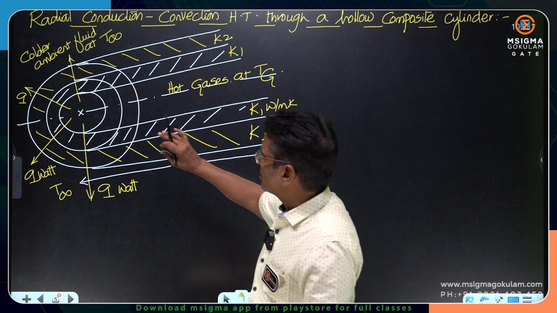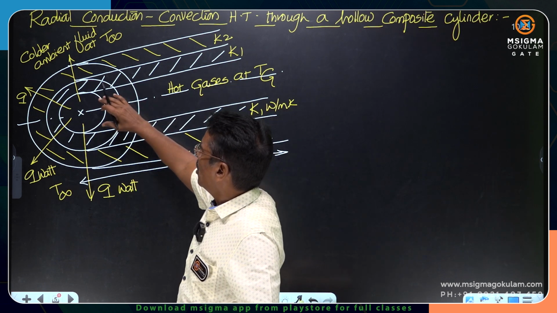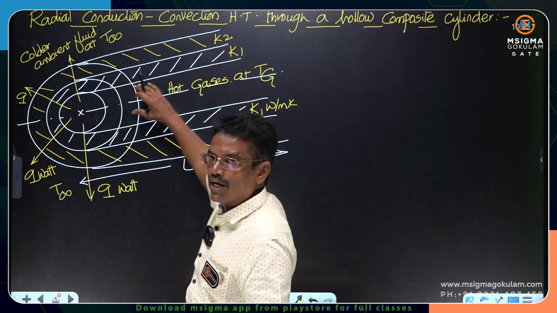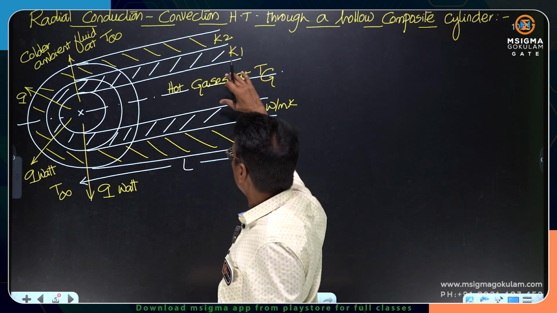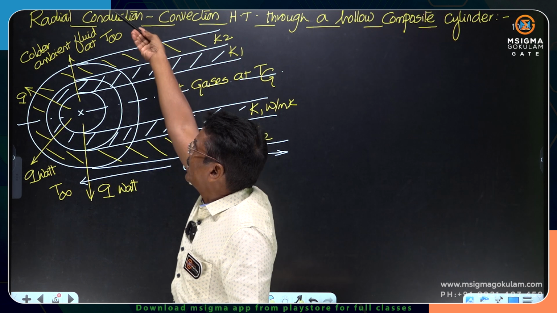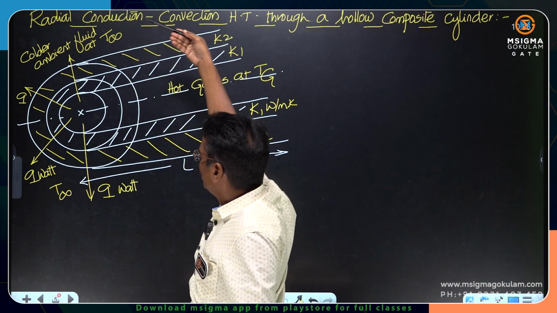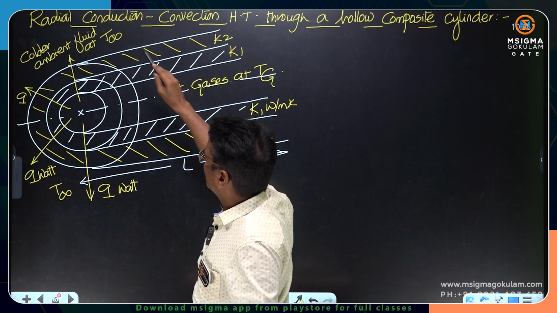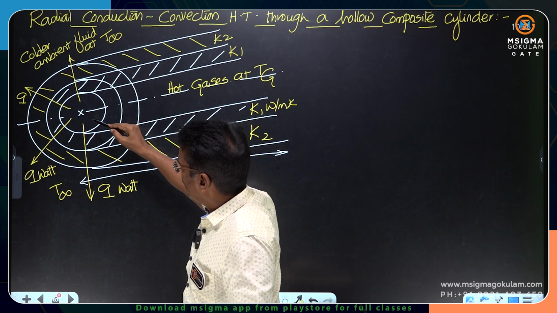I think you should be able to understand this figure. There is a hollow composite cylinder. Inside, combustion gases are burning, generating heat, and those gases are at a temperature of Tg, and outside a colder ambient fluid is there at T infinity. So Tg is much greater than T infinity, therefore heat transfer is happening.